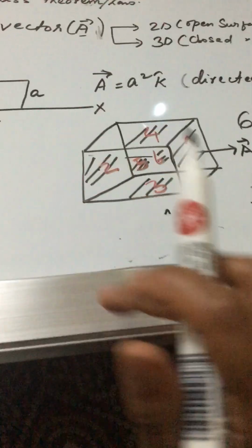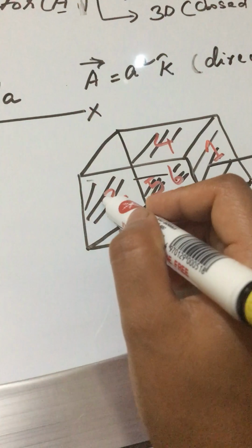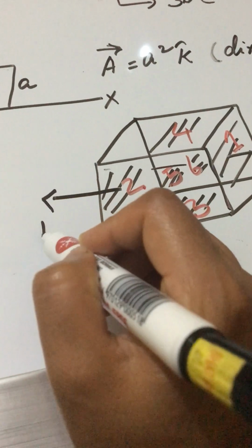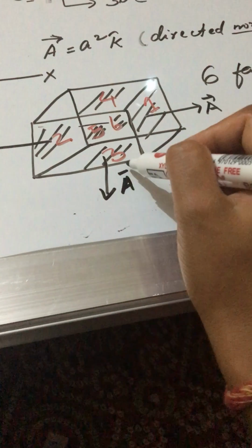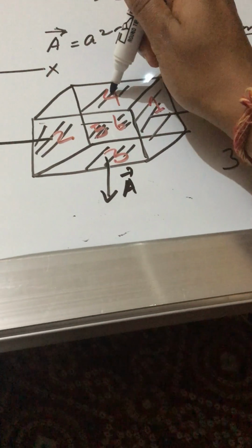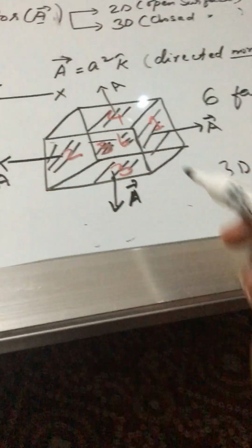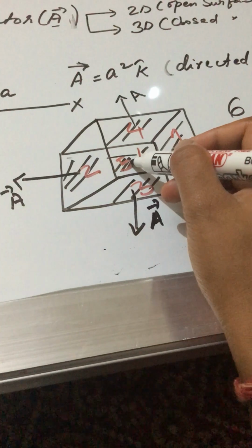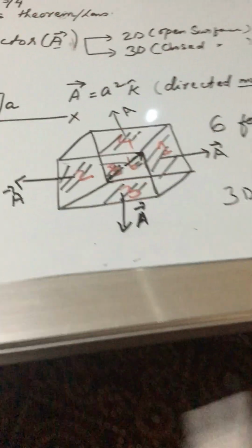Similarly for face 2, what would be the area vector? Outward area vector. Face 3, what would be the area vector? Perpendicular to it, the area vector, not the inside one. Face 4, what? Outward area vector. Face 5, I can't show it, area vector. Face 6, what? Perpendicular area vector.